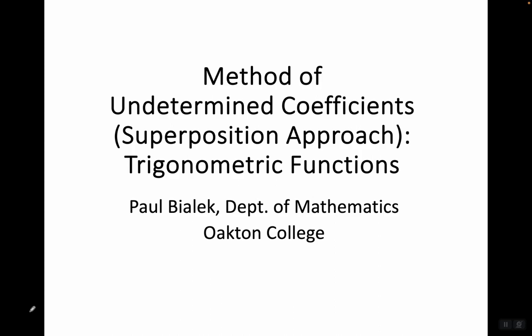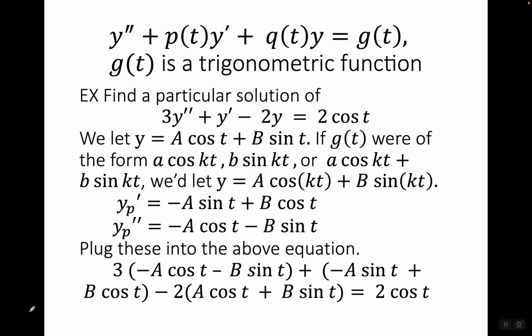Let's look at the method of undetermined coefficients. The superposition approach is what we sometimes call it for trigonometric functions. So suppose we have a differential equation of the form y'' + p(t)y' + q(t)y = g(t), where g(t) is a trigonometric function. This would be a non-homogeneous differential equation because the right side is not 0.